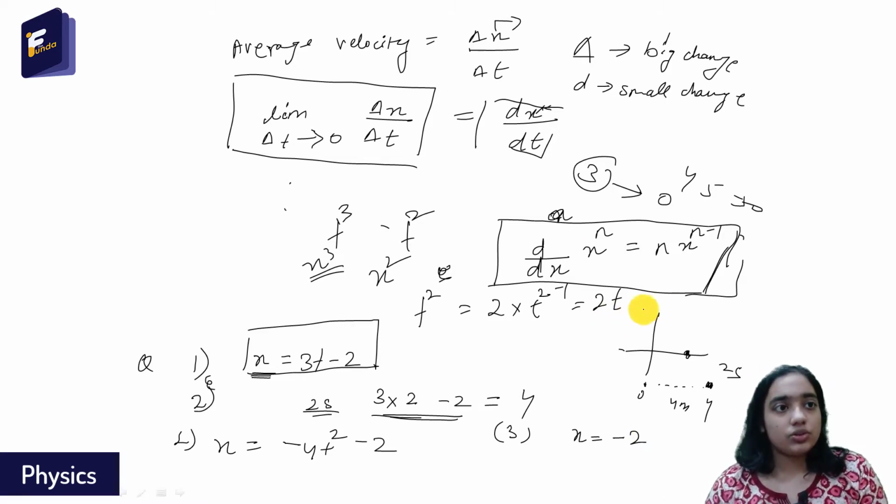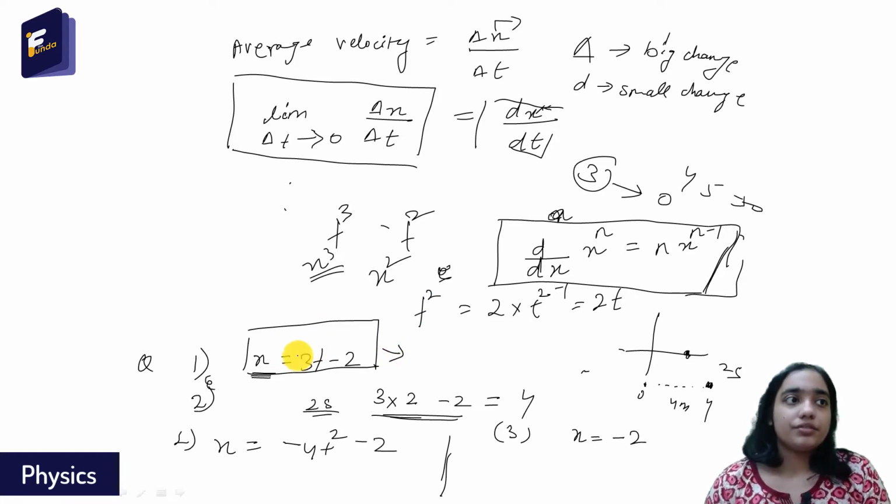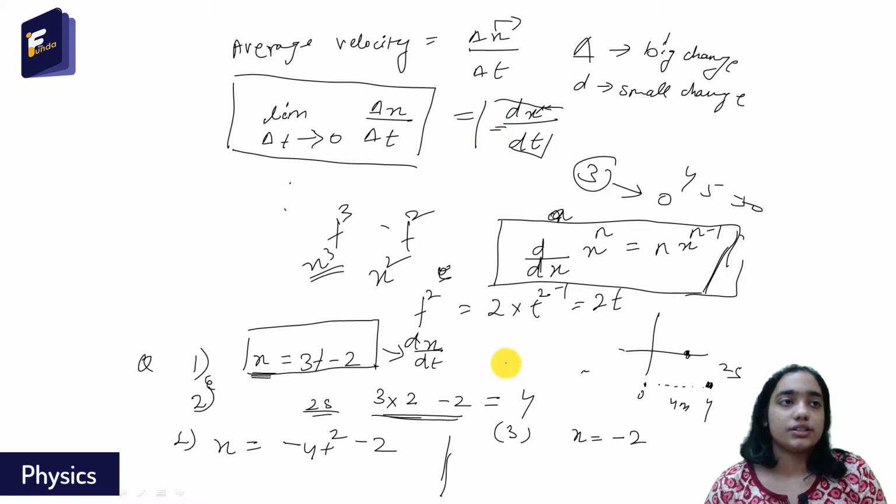Okay, so the answer is, what is the answer to the first question? So we will find the derivative of this, dx by dt, that is the instantaneous velocity. As we know, dx by dt is the instantaneous velocity. So what will it be? So it will be 3.